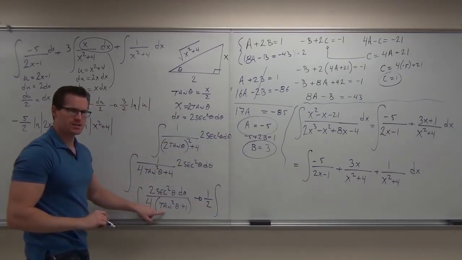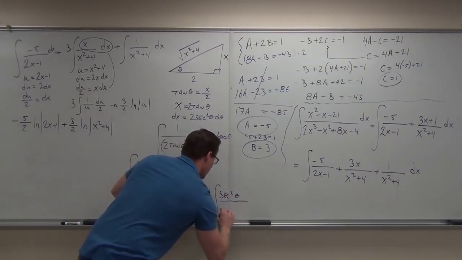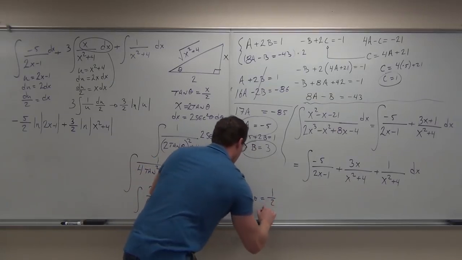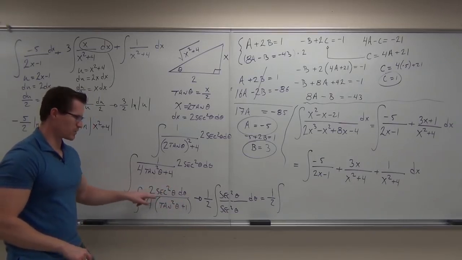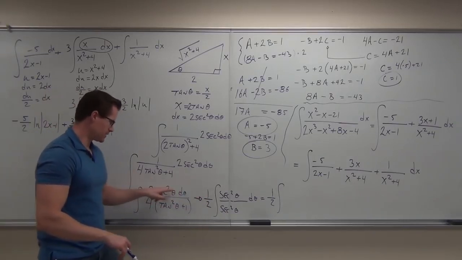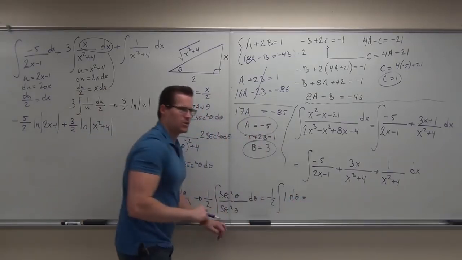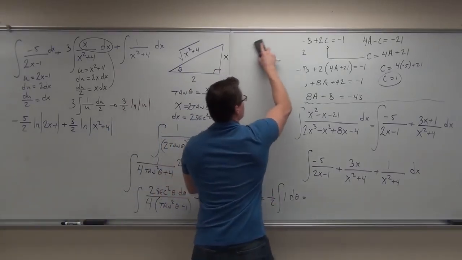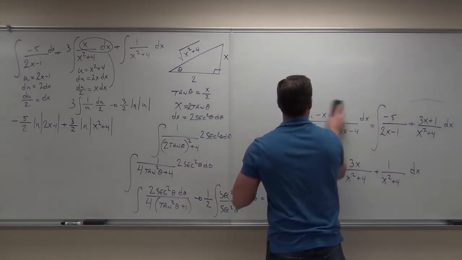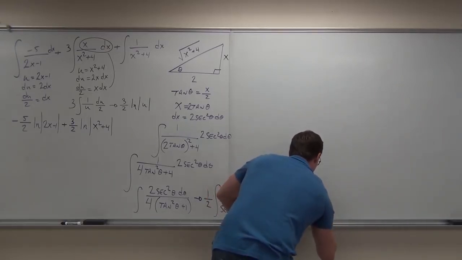Integral. Hey, how much is this? Secant squared theta. So we're going to have secant squared theta over secant squared theta. That's equal to 1/2 integral. Oh my gosh, this is secant squared theta, right? This is secant squared theta, right? This is 1/2 times the integral of what? d theta. Can you integrate 1? You got it. Theta. So this is 1/2 theta.